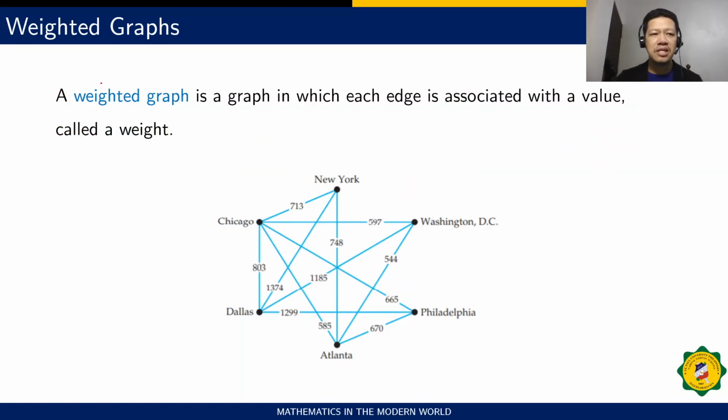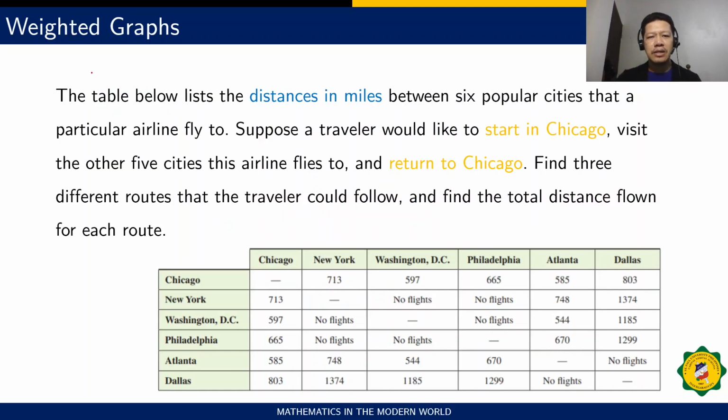Now the next term is what we call a weighted graph. A weighted graph is a graph in which each edge is associated with a value called a weight. This is an example of a weighted graph, with these numbers which may correspond to the distance between the cities. This number can be the distance, or the time used in traveling from one city to another, or it may represent the cost of transportation. So the weight may refer to a distance, a time, a cost, or money.